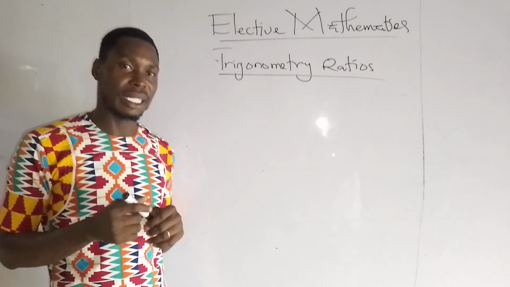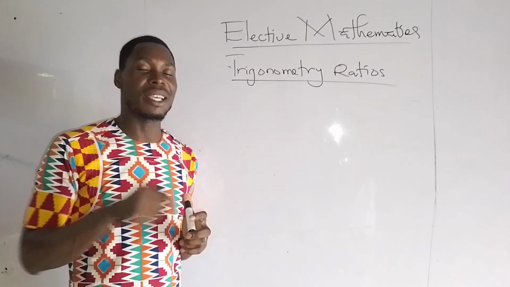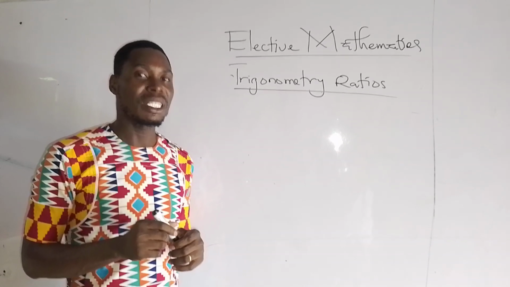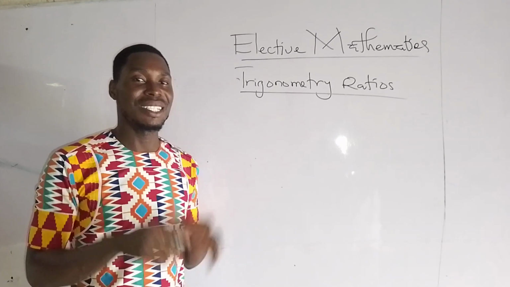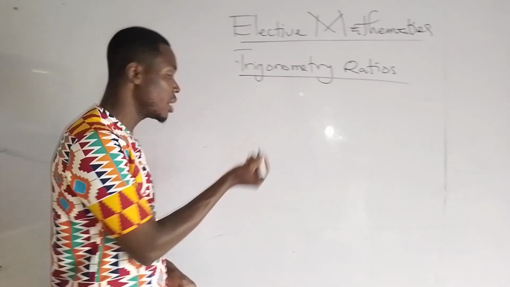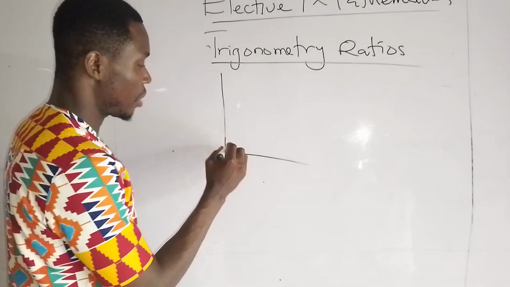What then is a right angle? We normally say that a right angle is an angle that measures exactly 90 degrees. An angle that measures exactly 90 degrees is what we refer to as a right angle. So this is a right angle, which is not drawn to scale. This is a right angle.